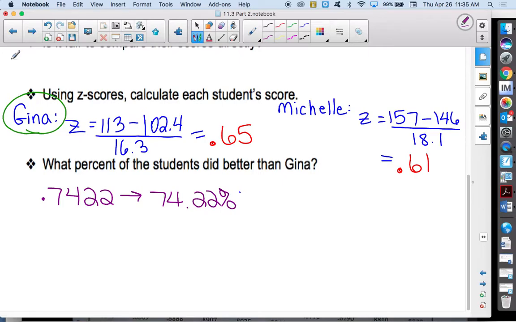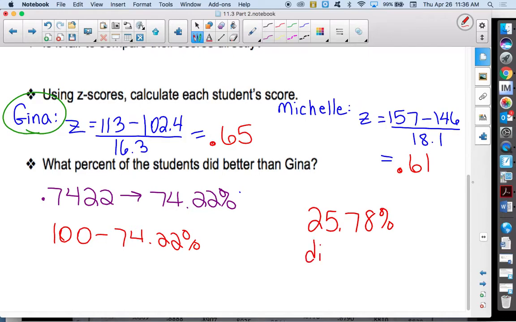So you subtract it from 100 to get the complement. So still using that complement, 100 minus 74.22% is 25.78%. That's still a decent amount, over 1/4 of the group. So about a fourth of the group did better than her, but she still performed better than 3/4 of the group, or 75% of her peers, which is still pretty good. It's more than half.